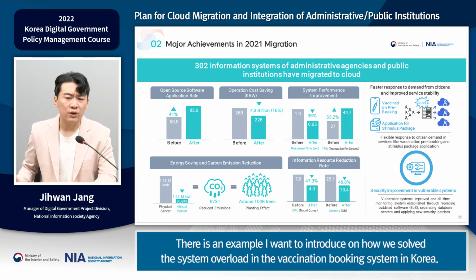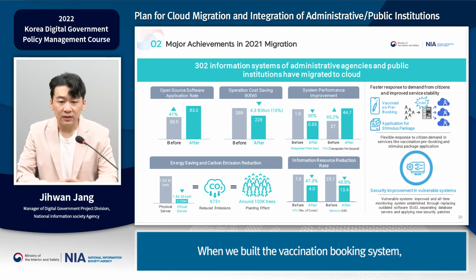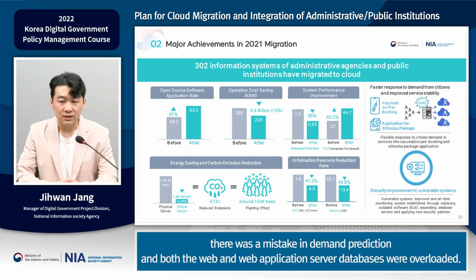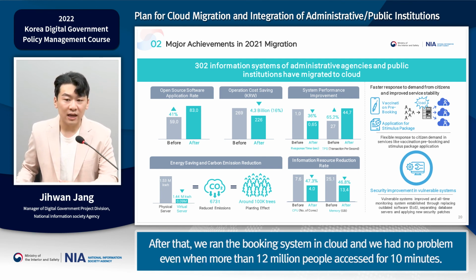There is an example I want to introduce on how we solved the system overload in the vaccination booking system in Korea. When we built the vaccination booking system, there was a mistake in demand prediction, and both the web and web application server databases were overloaded. So we expanded the web and web application server and solved the issues with the database. After that, we ran the booking system in cloud and we had no problem even when more than 12 million people accessed for 10 minutes.